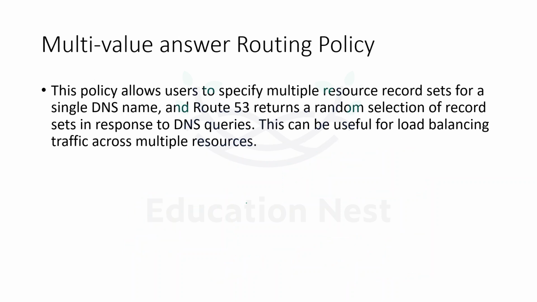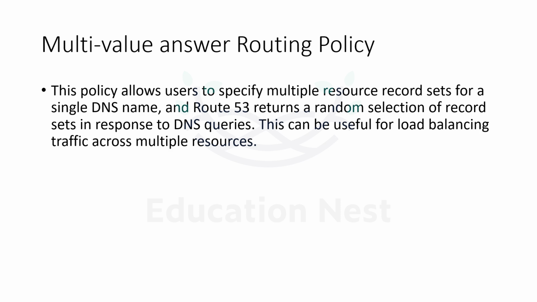Lastly, we have the multi-value answer routing policy. Into this, we can configure Route 53 to return multiple values, such as IP addresses, for your web browsers in response to DNS queries. So you can specify multiple values for almost any record. But multi-value answer routing also lets you check the health of each resource, so Route 53 returns only the values for a healthy resource.